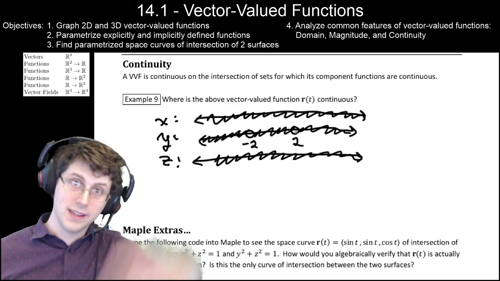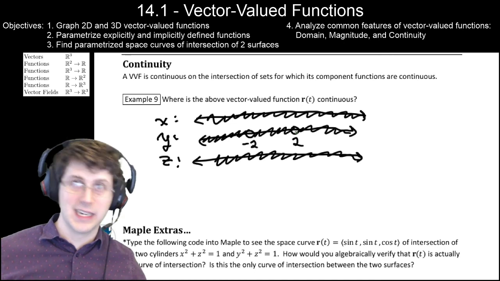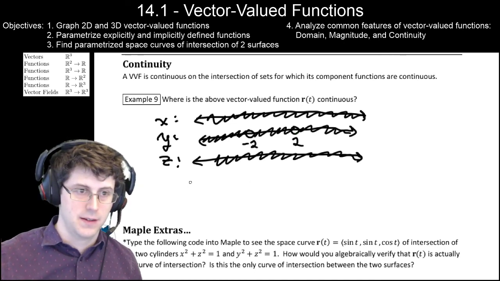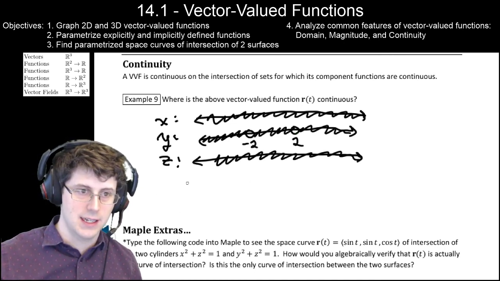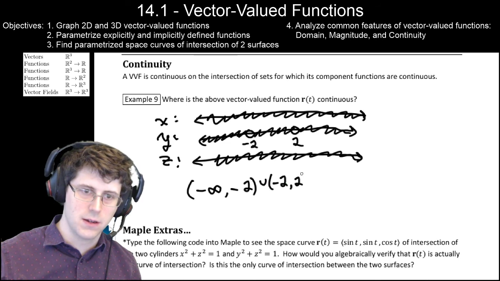If you look at the overlap of all three of these sets, the overlap is, well, everywhere except minus 2 and 2. So it's continuous from minus infinity up to minus 2, and then between minus 2 and 2, and then from 2 up to infinity.